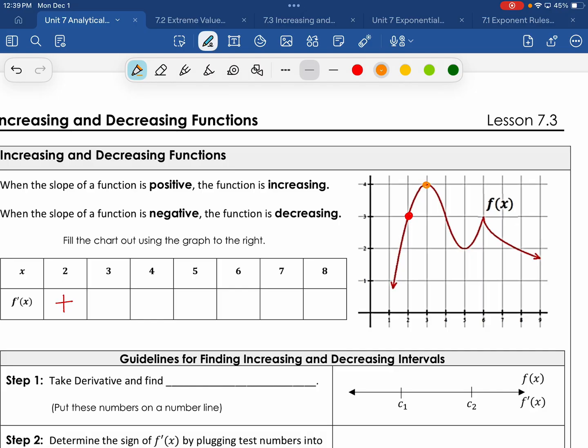At 3 it's changing, it's 0. Wait, hang on. Okay, never mind. And then at 4, minus. 4 is negative. 5 is 0. Sorry, 6 is undefined. 6 is a cusp. Yep. 5 is 0.